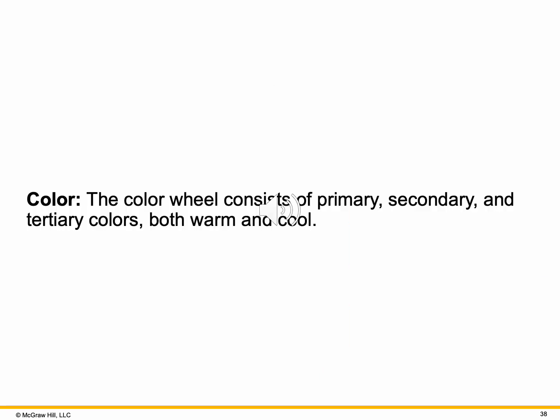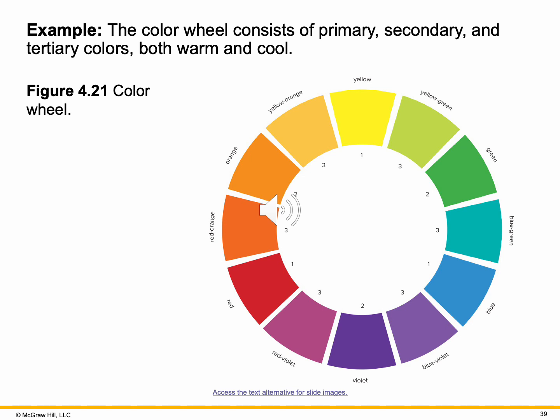Color. The color wheel consists of primary, secondary, and tertiary colors, both warm and cool. Primary colors, red, yellow, and blue, are labeled with the numeral 1 on the color wheel. They are called primary because, theoretically at least, they cannot be made by any mixture of other colors. Secondary colors, orange, green, and violet, are labeled with the numeral 2. Each is made by combining two primary colors.